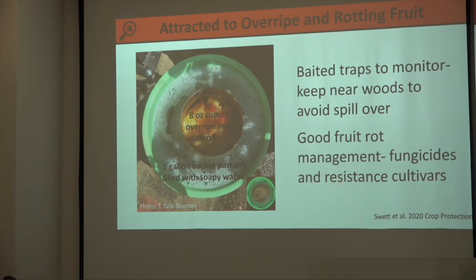So the other thing that you can do to help manage your sap beetles is to do good fruit rot management. As I mentioned, they're attracted to overripe and rotten fruit. Cassandra Sweat, who was formerly at the University of Maryland, did a research project with anthracnose fruit rot, and she found that good anthracnose fruit rot management, using resistant cultivars and using fungicides and managing that well, reduced the sap beetle incidence in the field.